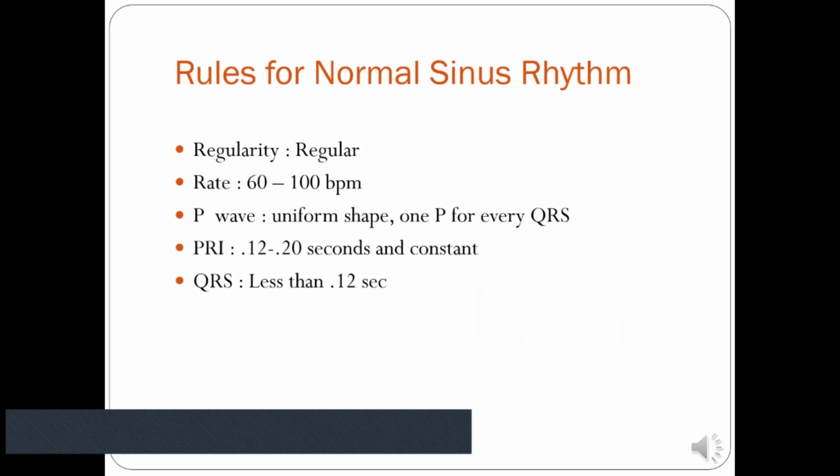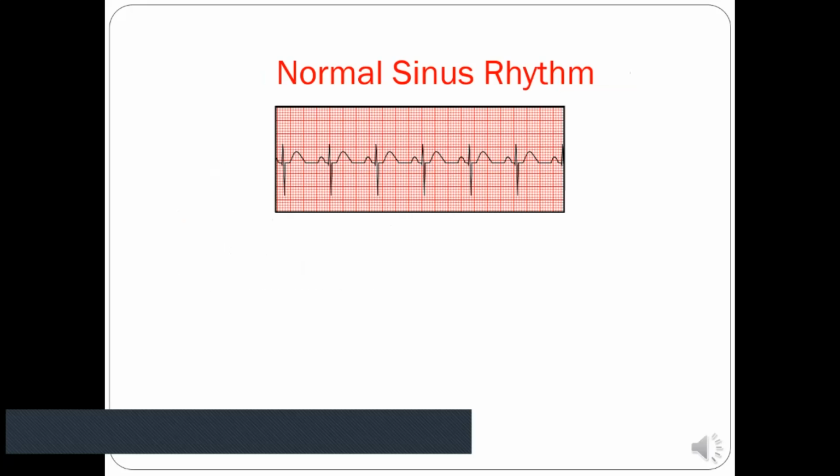Is it regular? So are those R to R's even? Is the rate between 60 and 100? You count your R to R's in that 6-second strip, and was it between 60 and 100? You look at the P wave. Is it uniform shape? And is there a P for every QRS? And then that PRI interval, how long the PRI is, and also the QRS, is it less than 0.12? So that 0.12 is the bottom PRI, the 0.20 is the top PRI number, but with QRS, it has to be less than 0.12 seconds.